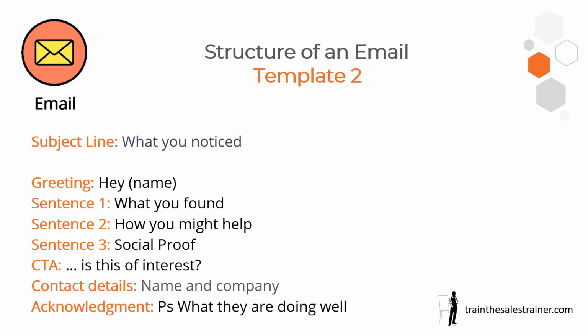Sentence 2. The next thing you want to do in the template is articulate how you might be able to help as it relates to what you found. Sentence 3. Then you're going to provide some social proof. This could be some work you've done for similar companies or results that you've achieved, but have a link to that proof. Then you're going to have a very low friction call to action, followed by acknowledgement in the PS. PS, what you're doing is really great, and expand on what you've noticed they're doing really great.